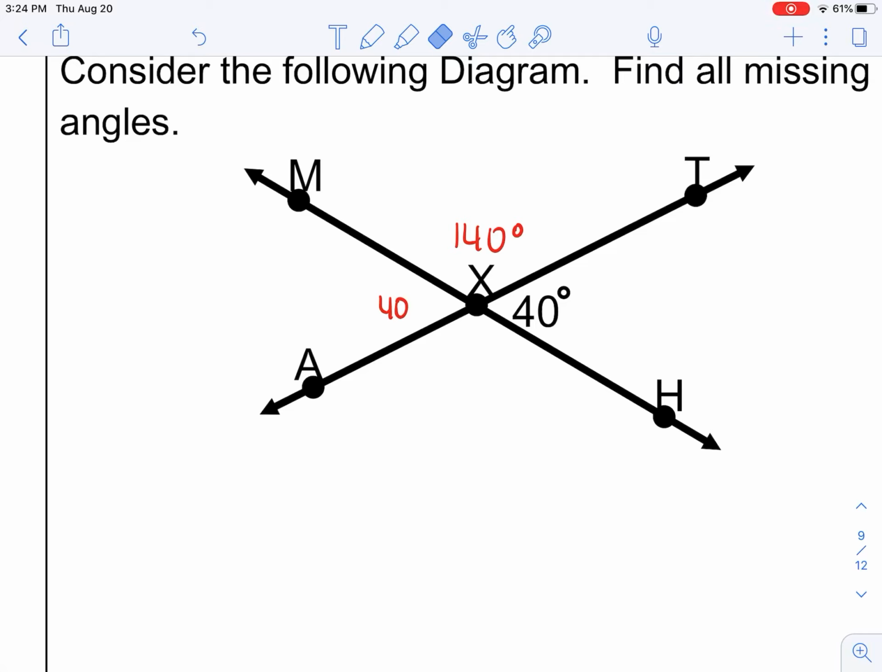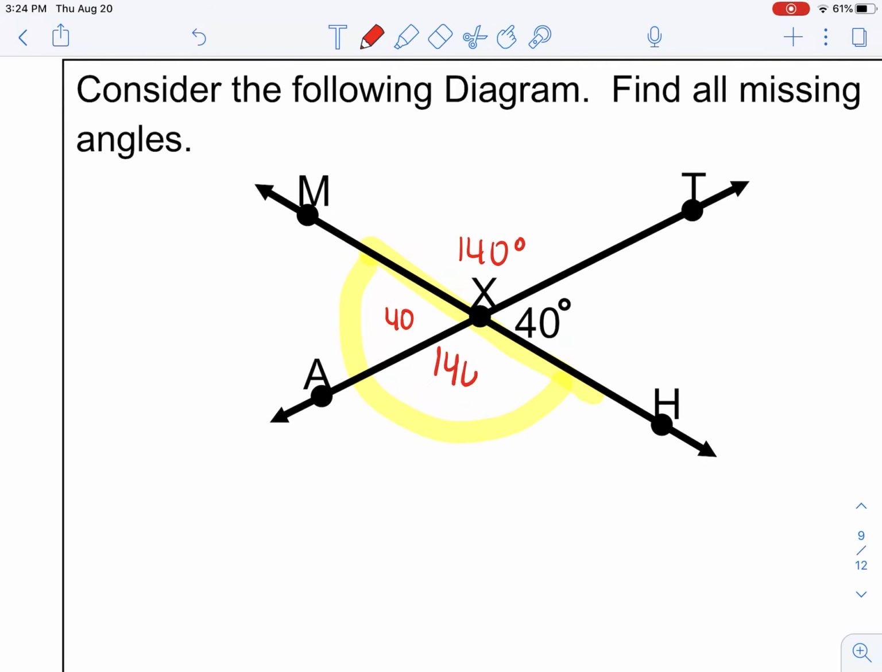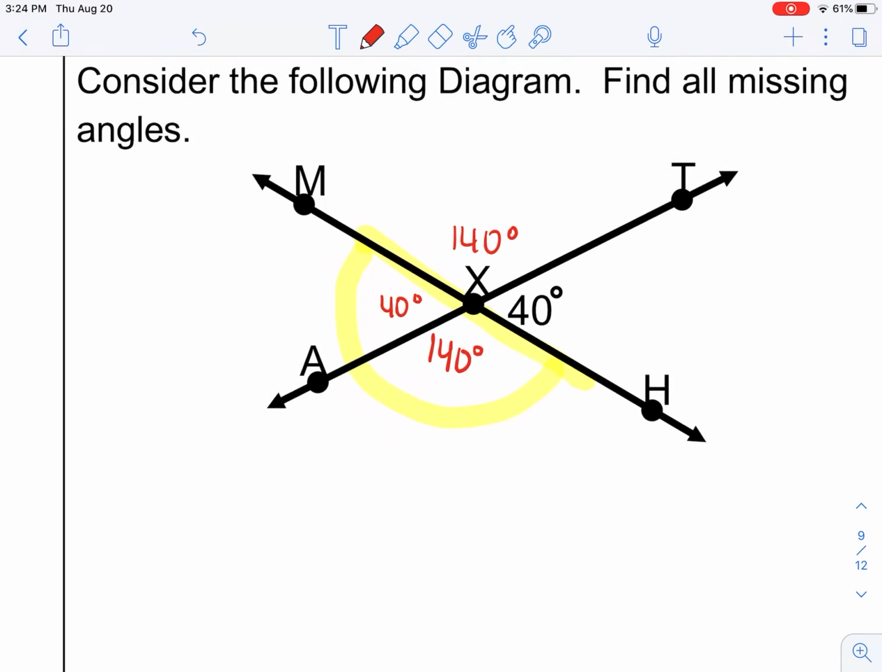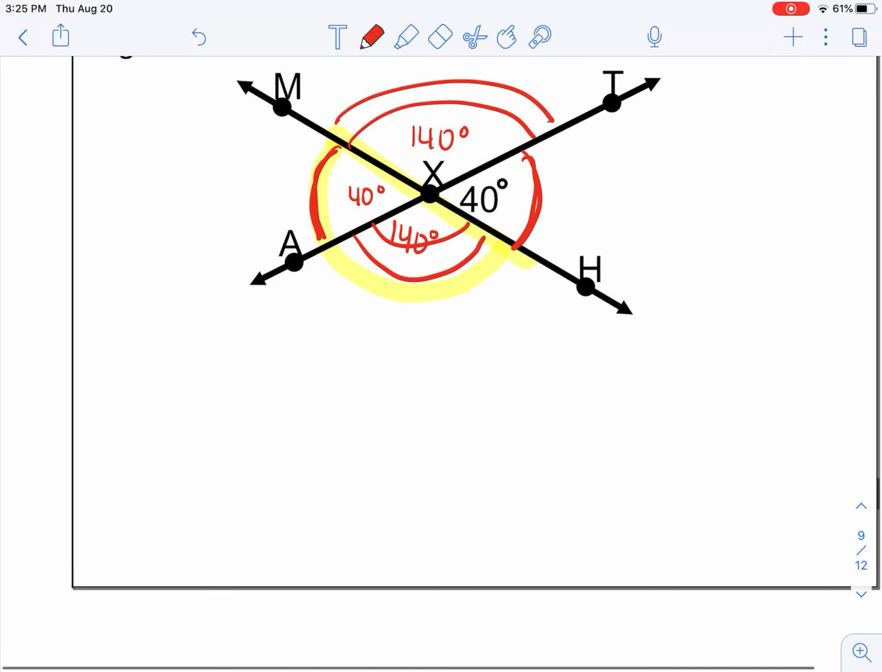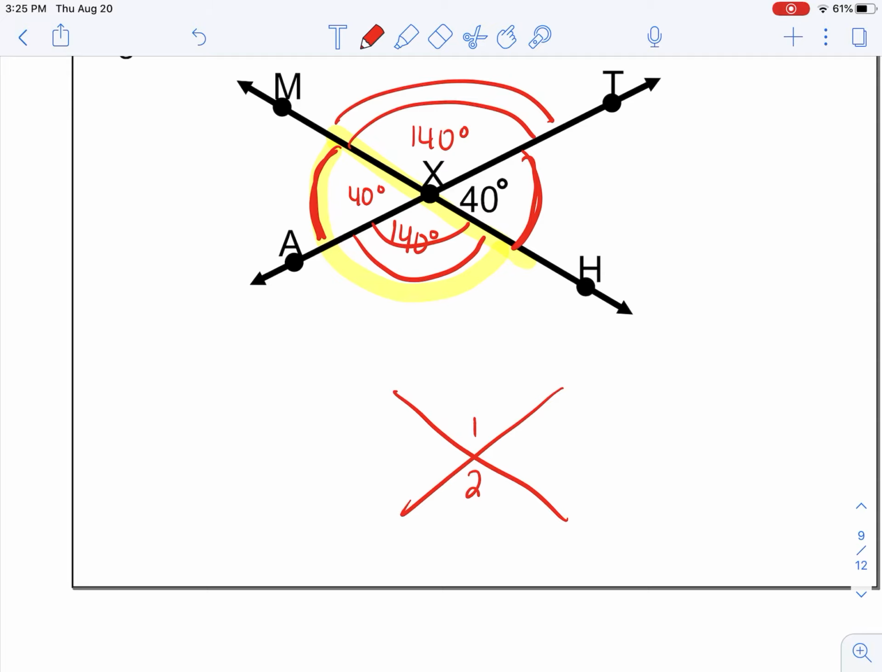And I say, okay, do you see this straight line right here? These two angles have to add to 180. This is 140. All right? So what you should notice is that this angle is congruent to this angle, and this angle is congruent to this angle. These angle pairs are called vertical angles. Okay, so if I drew another diagram right here, 1 and 2 are vertical angles, 3 and 4 are vertical angles.